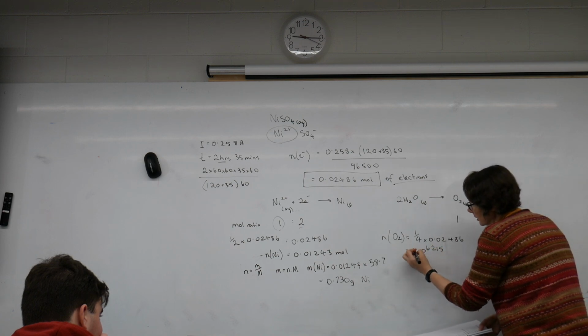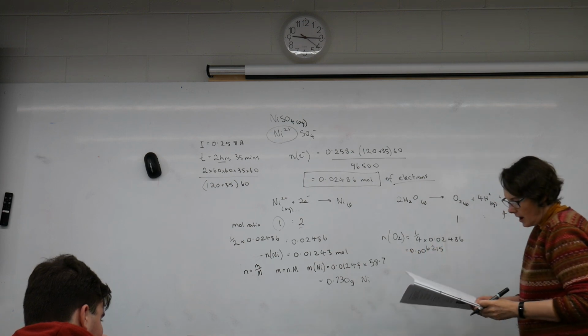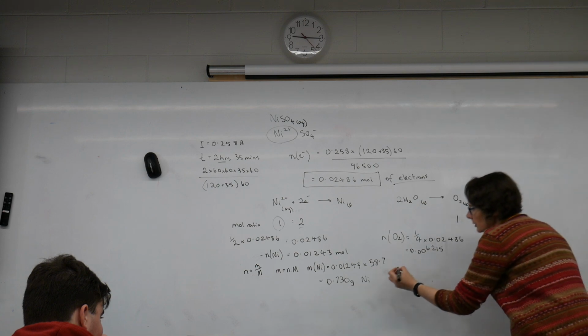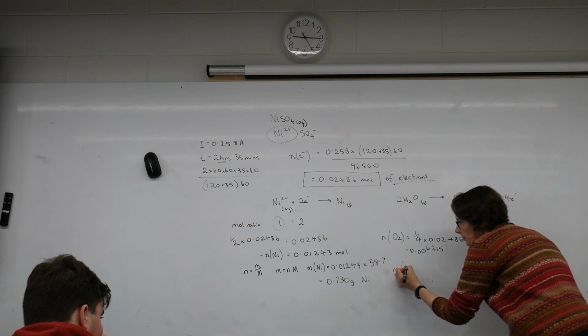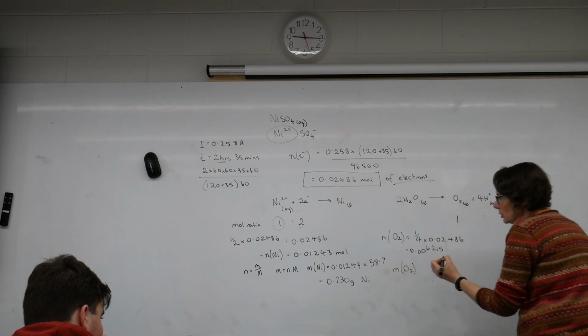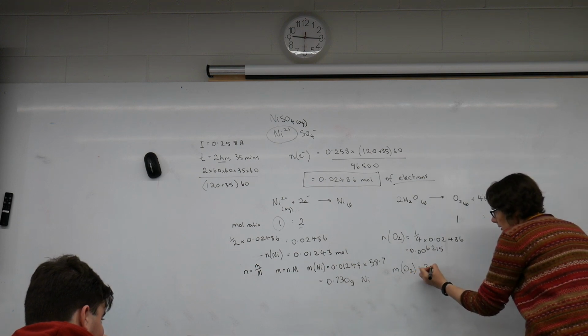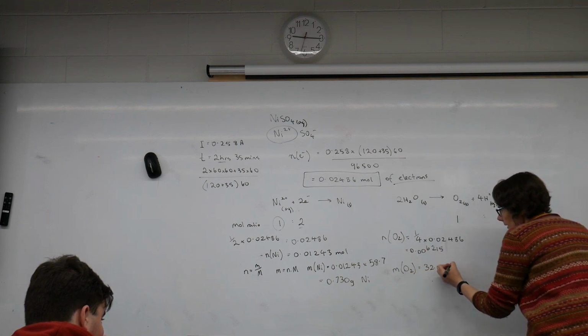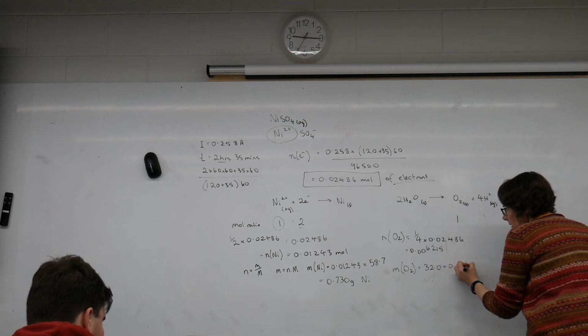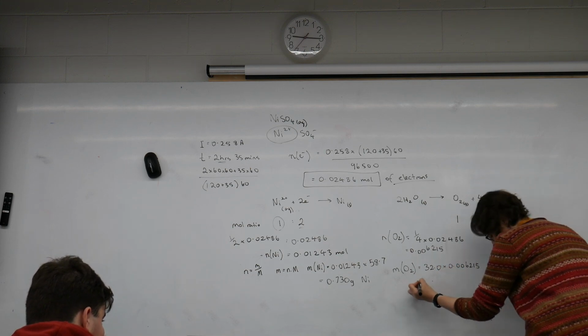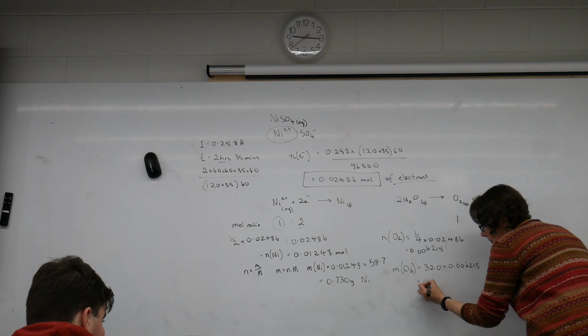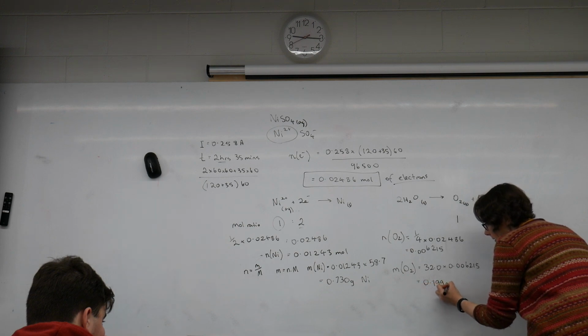Sorry, they're a bit messy. And same process where we want to map with a mass, but remember it's O2, not just oxygen, the atom. So it's going to be 32.0 times that. Gives us 0.199 grams of oxygen.